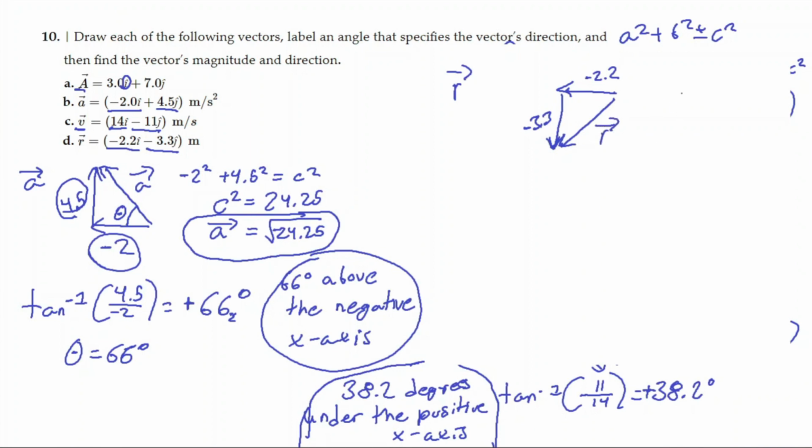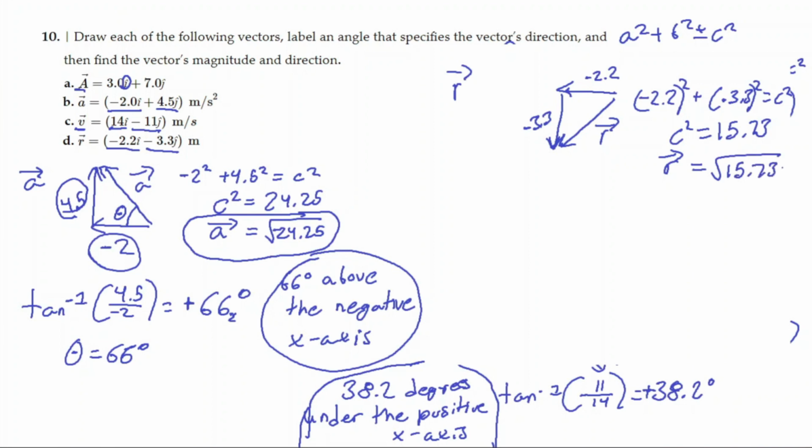So now we want to first find our hypotenuse. We're going to have negative 2.2 squared plus negative 3.3 squared is equal to c squared. If you do that on a calculator, you're going to get c squared is equal to 15.73, which means vector r has a magnitude of square root of 15.73.